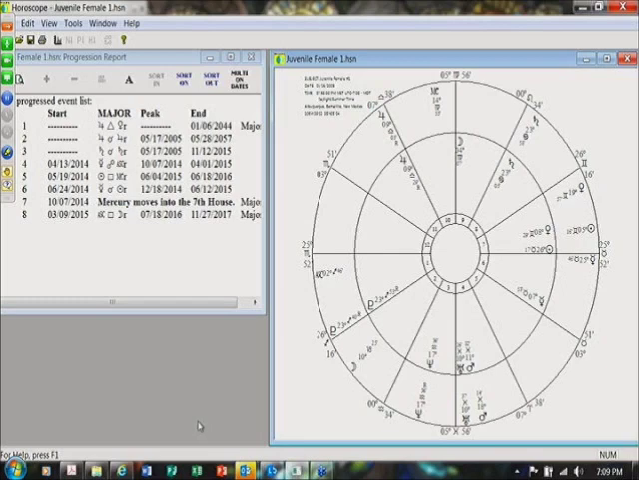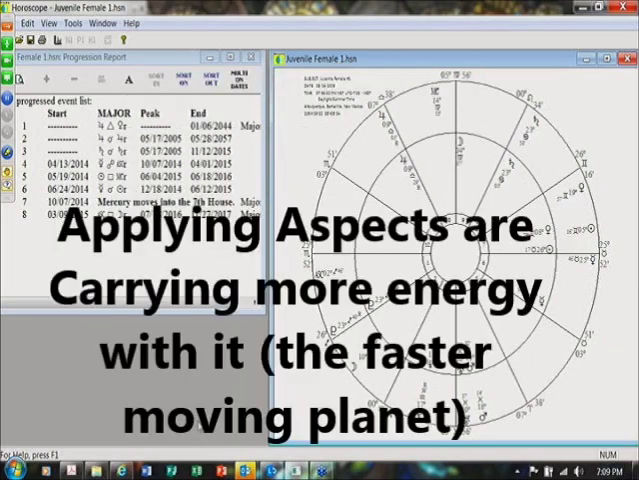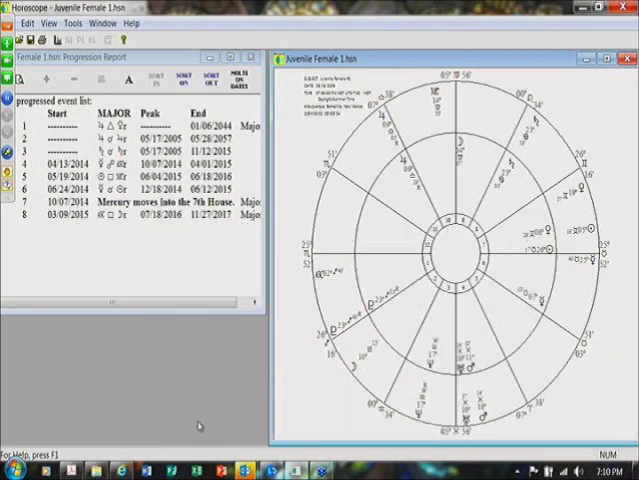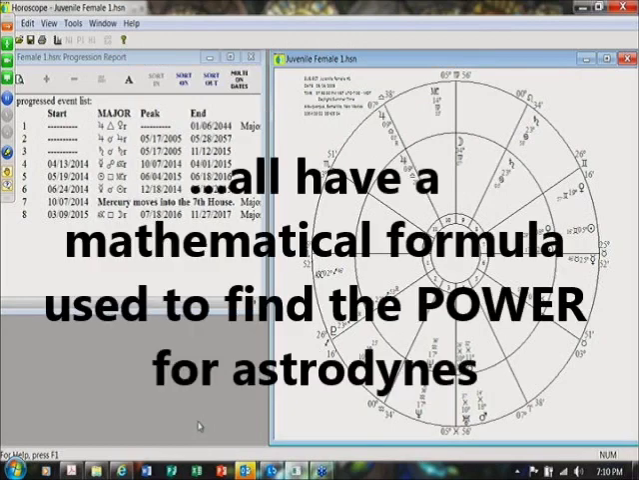Also, when planets are forming aspects, what we call applying, when the faster moving planet of the two is moving towards the other planet, it's carrying more energy with it. Once the aspect has become perfect and is exiting orb, it becomes weaker. So the more powerful planets, the more powerful houses, the more powerful aspects, the greater number of aspects, all have a mathematical formula which are calculated. Now that's just for power.